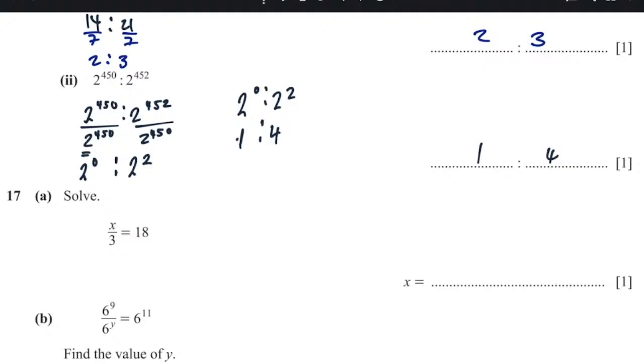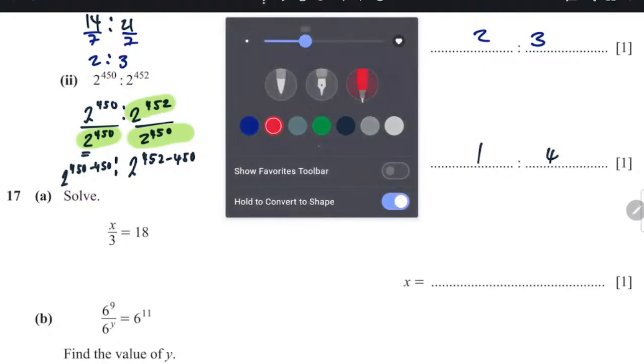Okay. The trick is this. When you divide, you subtract powers. So I am dividing things that have powers. I first put the 2. Then because I'm dividing, I subtract the powers. So here it is 450 minus 450, so it's 2 to the 450 minus 450. I subtract the powers because both of them are 2 to the something. Then here it will be 2 to the 452 minus 450. You have to do it. This is the rule. You have to subtract the powers.